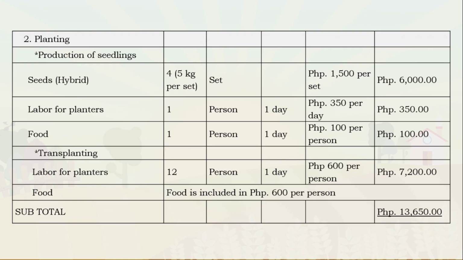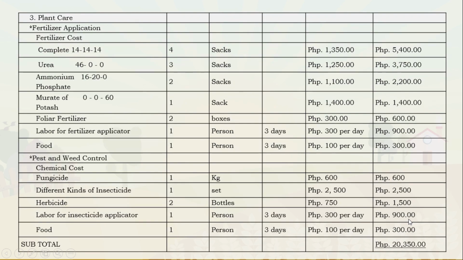Pangalawa, sa pagtatanim. So, kailangan natin mag-produce ng seedlings, gaya ng seeds, labor for planters, yung kanilang pagkain. Sa transplanting, yung pagkain ng magtatanim din. Okay? So, sa planting, meron tayong gastos na 13,650. The process is also the same with the previous table. Okay po? So, that is 13,650 pesos.